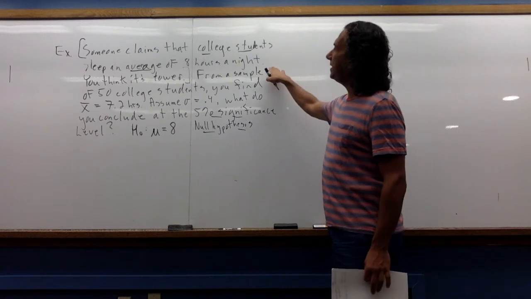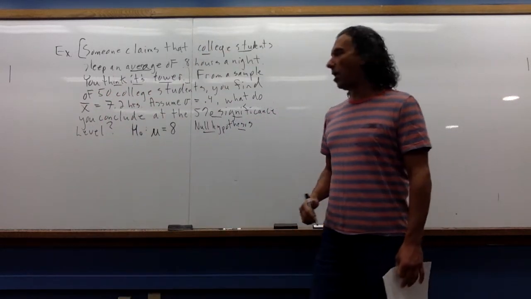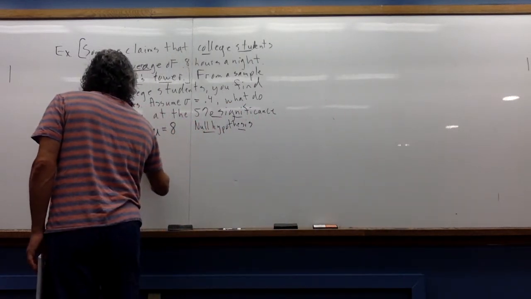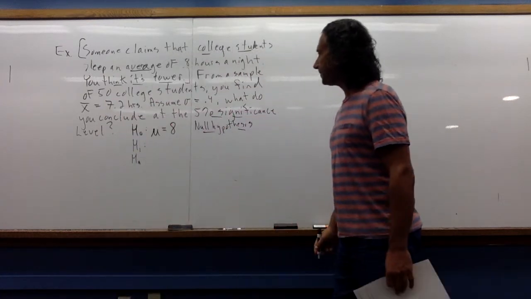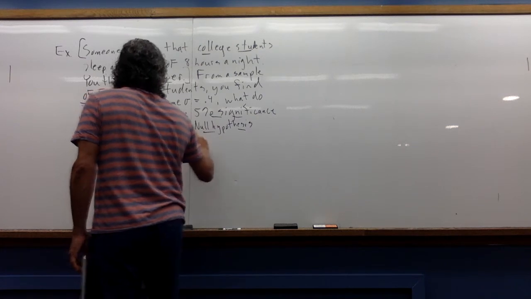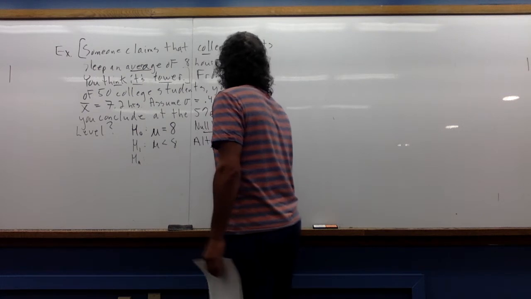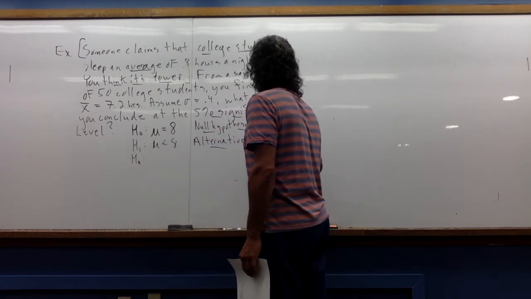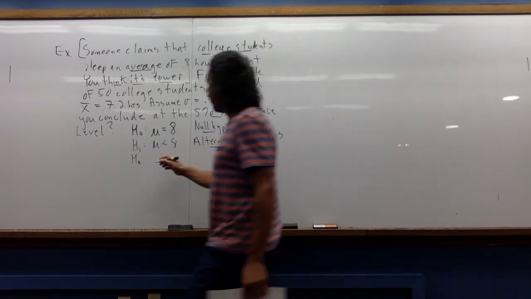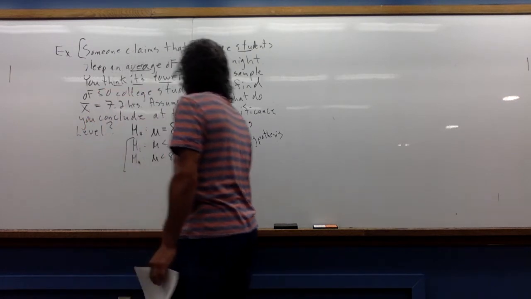You think that it is lower. So this is what you're thinking. And that's H sub 1. It also goes by H sub A for alternative. You think it's lower. So the alternative hypothesis is that mu is less than 8. Okay, and then you could also, again, write it as H sub 1 or H sub A.